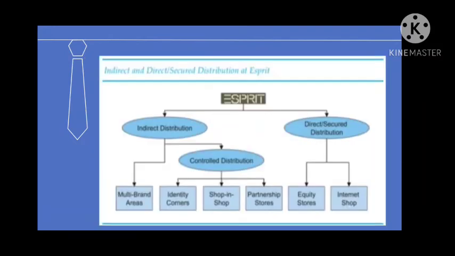On the next page, we will see indirect and direct or secure distribution at Esprit, a specific company. From the specific company to indirect distribution to multi-brand areas and controlled distribution. Under controlled distribution are the identity corners, shop-in-shop, and partnership stores. Under direct or secure distribution, there are equity stores and the internet shop. This is just an example of direct and indirect distribution.